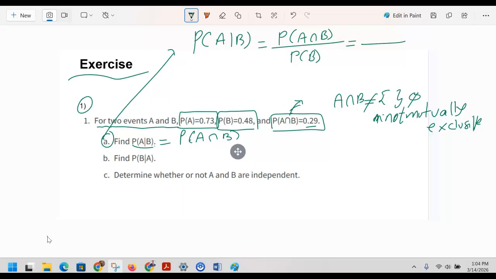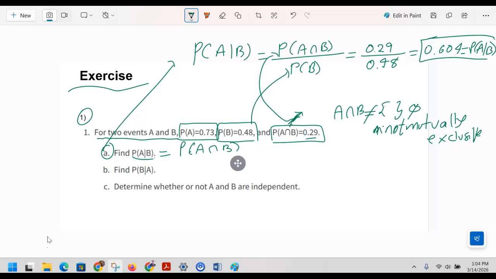A and B is given to you here, 0.29, and B is 0.48. If you use the calculator, you get 0.604. So I'm going to write this is the probability of A when B has occurred. I'll put this in the box here.